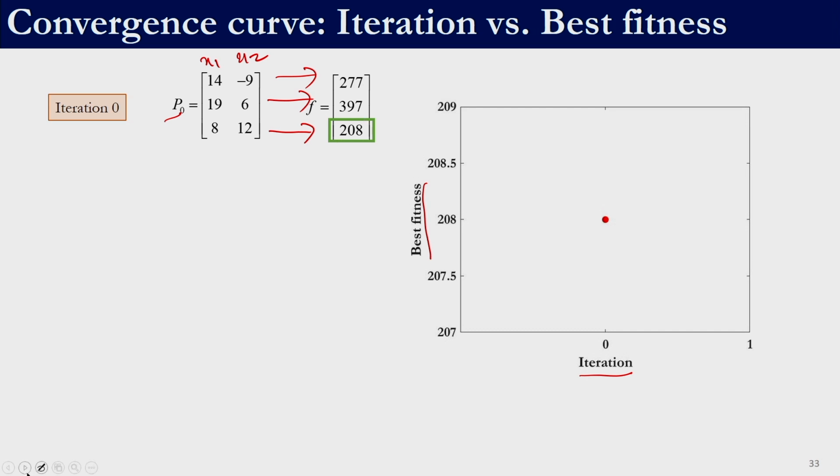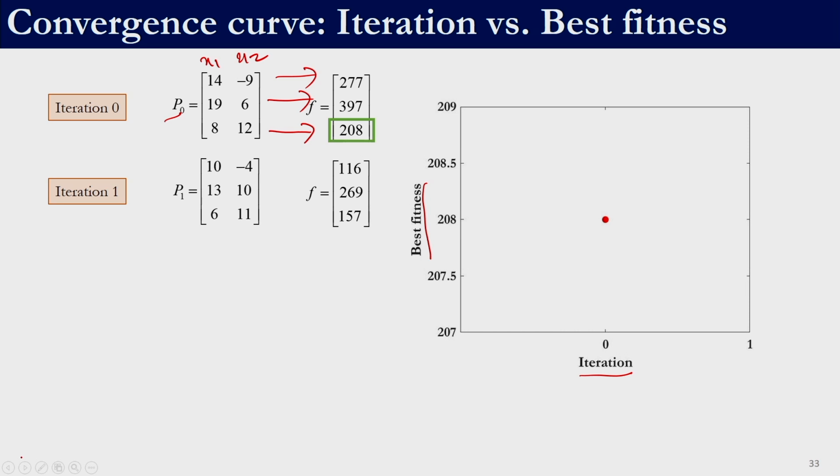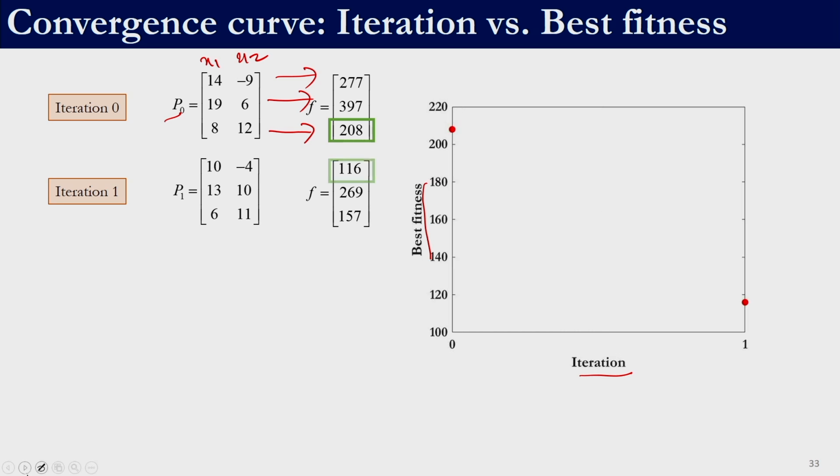Right. So, then subsequent to this we perform the teacher phase and the learner phase, and at the end of iteration 1, let us say this is our population and these are their corresponding fitness function values, right. In this, at the end of iteration 1, the least value is 116. So, I retain the first point because it corresponds to iteration 0, and at the end of iteration 1 I had 116. So, we have plotted that 116 and we continue doing so.